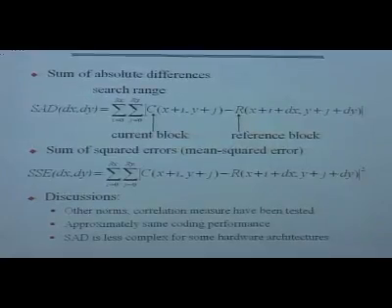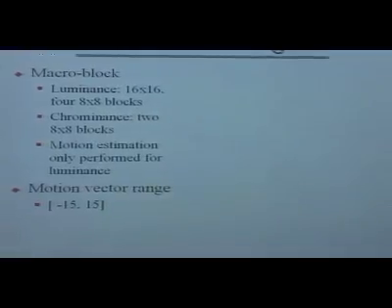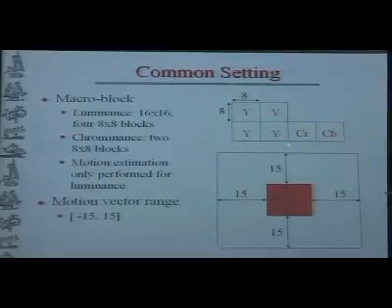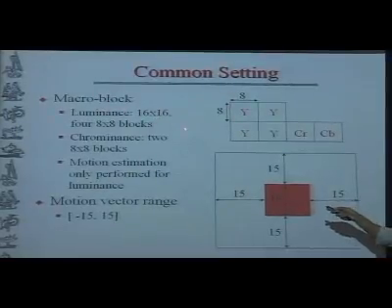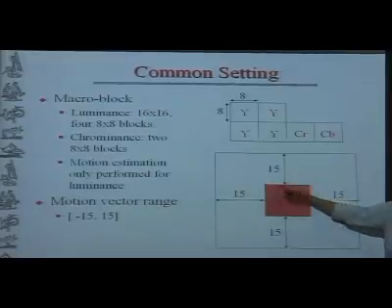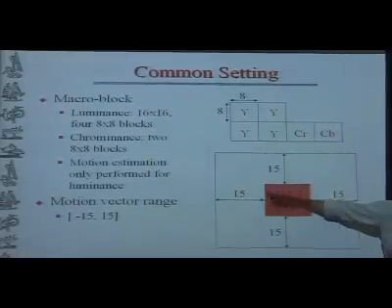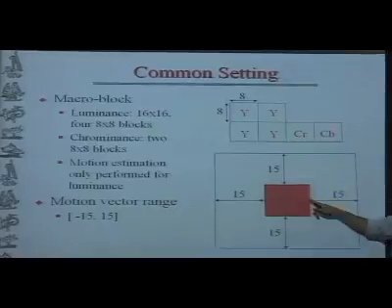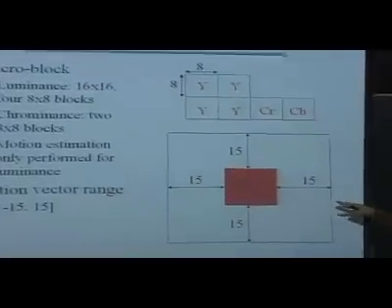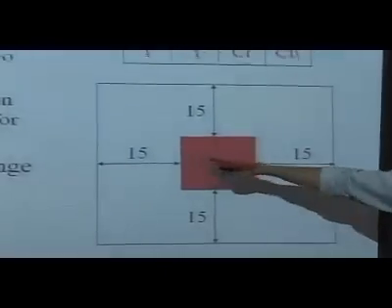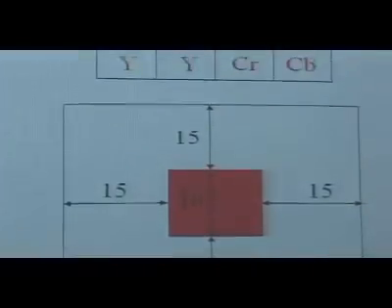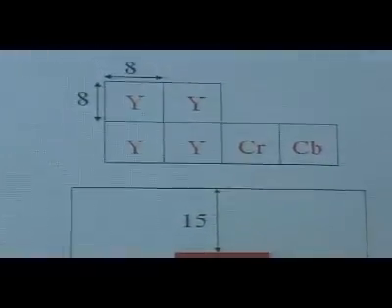Okay, it's a very simple procedure. Sum up the differences. So the common setting is this. We typically use a macro block of size 16 by 16. That's what we will be using all the time. The search window size is typically 15 here, 15 there, so you will be able to search in a 46 by 46 window. That's a very typical setting that you would see in MPEG 1 and MPEG 2, for example.